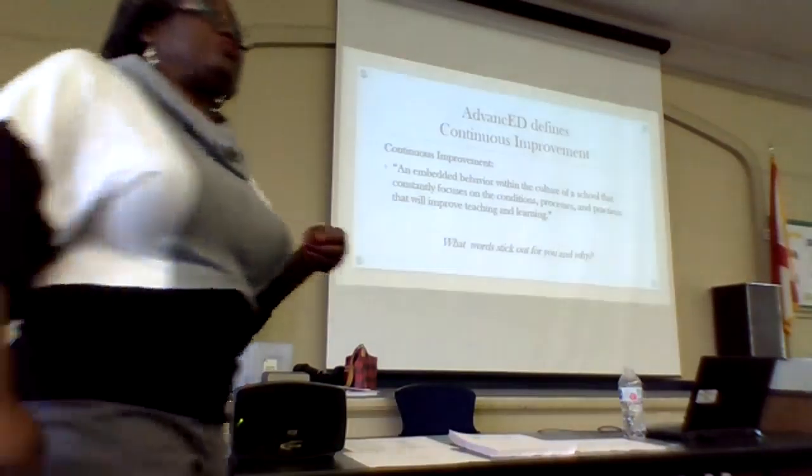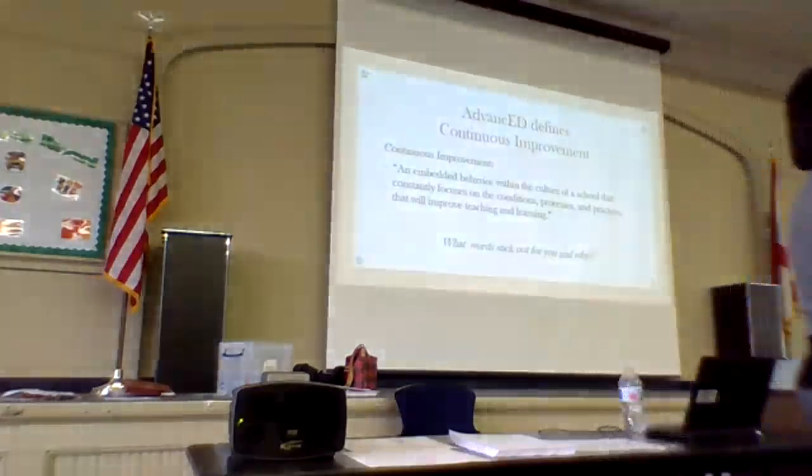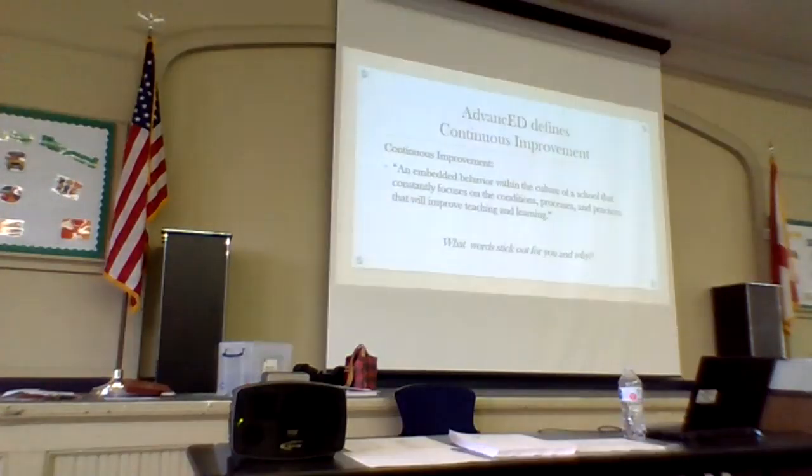In order for continuous improvement to be successful in our school system and in our buildings, the processes and the reflective piece must be embedded. It must become a part of who we are. It's not just the ACEs. Continuous improvement is about that embedded behavior that constantly focuses on the conditions and processes. We're always looking for means of improvement, and we're always looking to see where that data comes from. A lot of times we want to make change, but we don't have any data to support it. So you always want to look at your data.